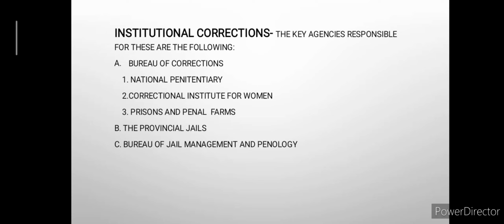The National Penitentiary, or New Bilibid Prison, has 3 security compounds, namely the Maximum Security Camp, the Medium Security Camp or Camp Sampaguita, and the Minimum Security Camp or Camp Bukang Liwayway.